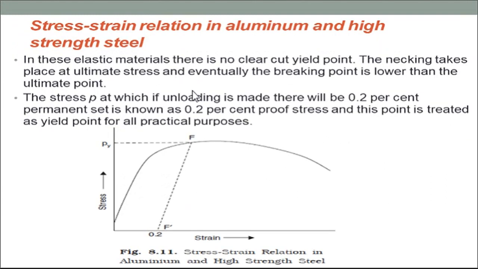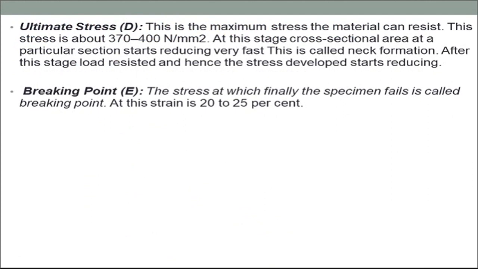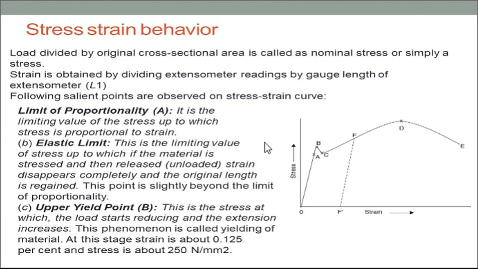Next, this stress-strain behavior we studied is only for the mild steel bar. This particular graph we will get only for the mild steel bar. In that there is a clear cut yielding point: upper yield point capital B, lower yield point capital C, and an ultimate stress. So this is the behavior of the mild steel bar only.